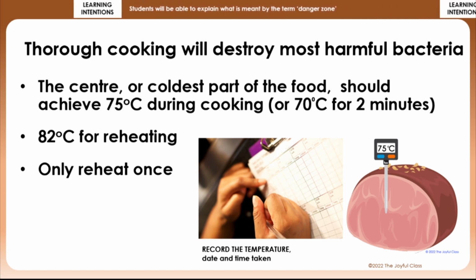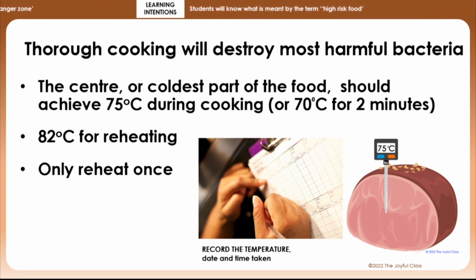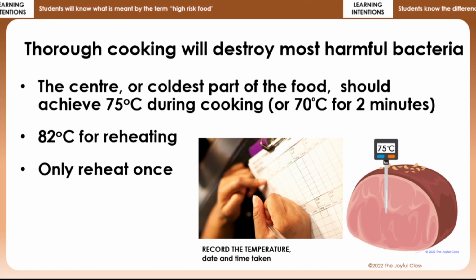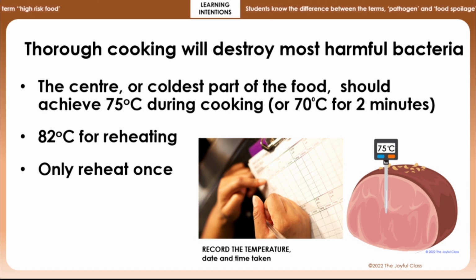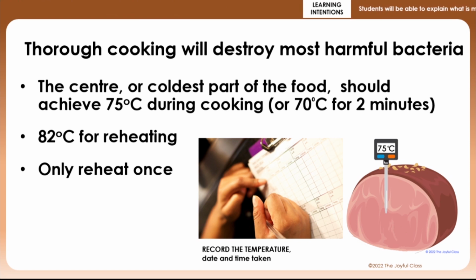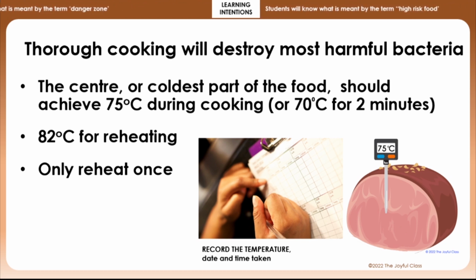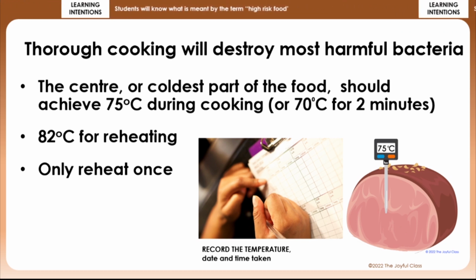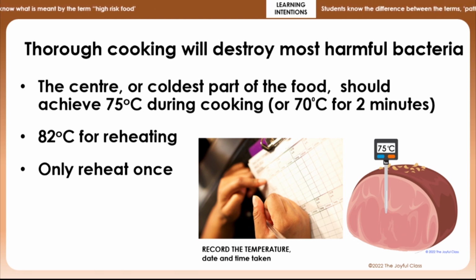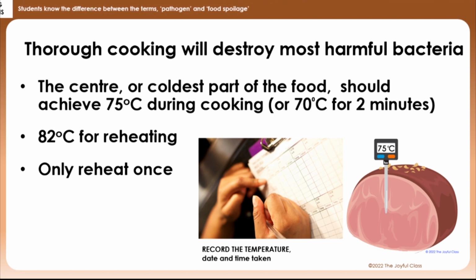Thorough cooking will destroy most harmful bacteria. The centre or the coldest part of the food should achieve 75 degrees during cooking, or, if you're doing a slower one, 70 degrees centigrade for 2 minutes. If you're going to reheat food, it needs to be at 82 degrees centigrade or above, and you can only reheat food once. In the catering industry, you must record the temperatures and the times taken of all the food. This will give you a record which comes in handy if you have an environmental health inspection.